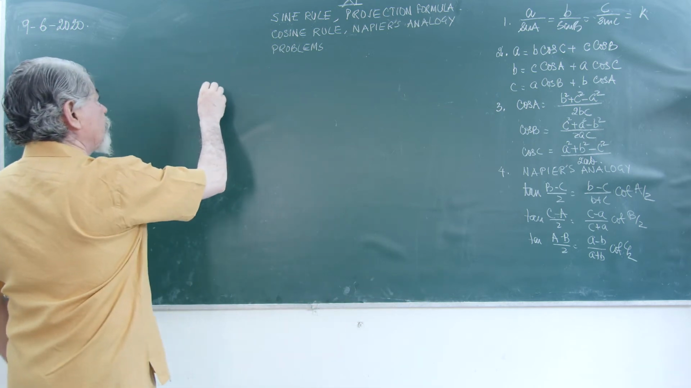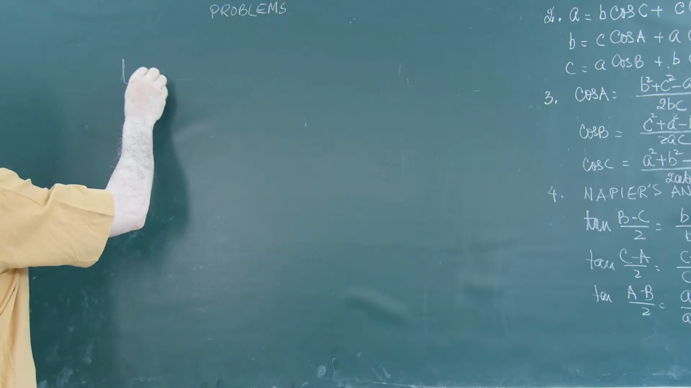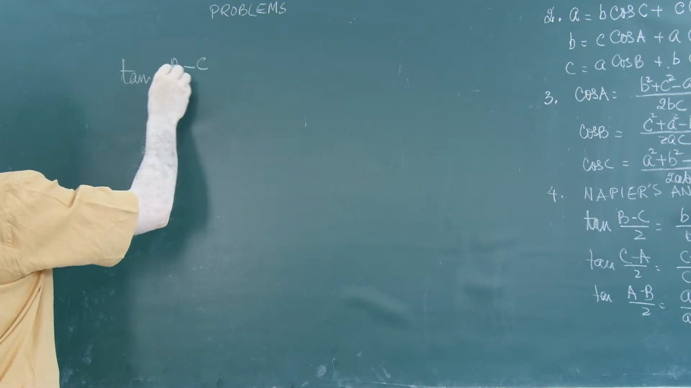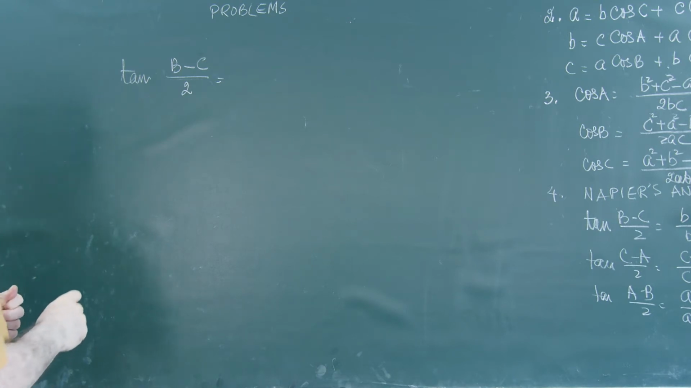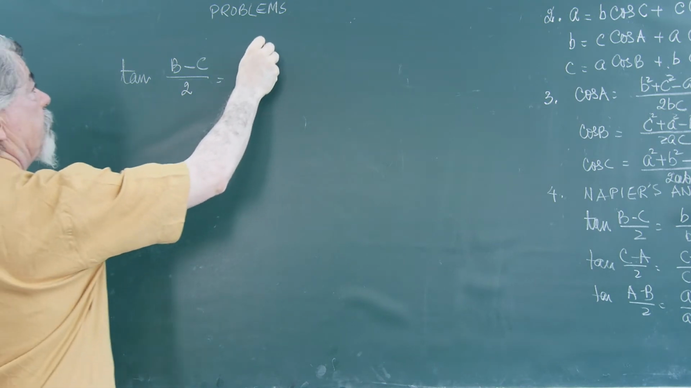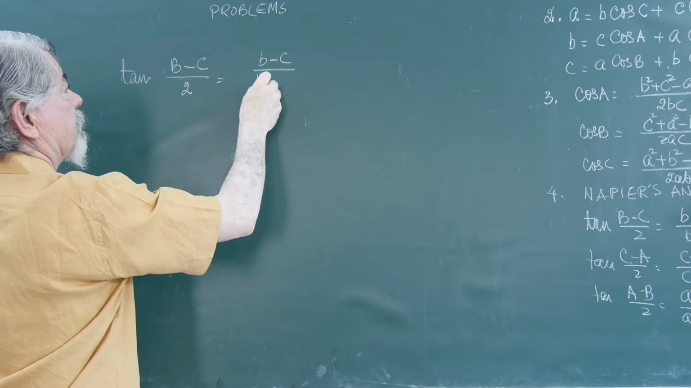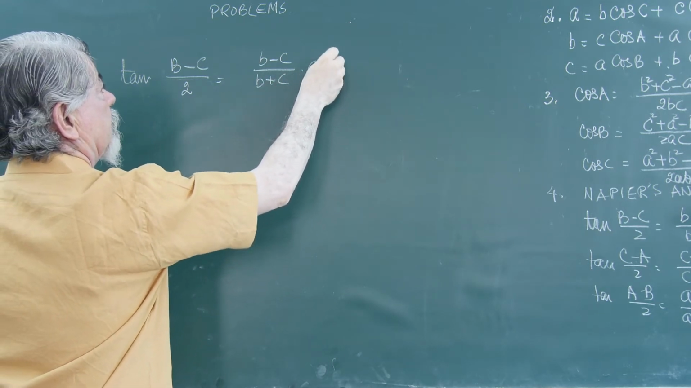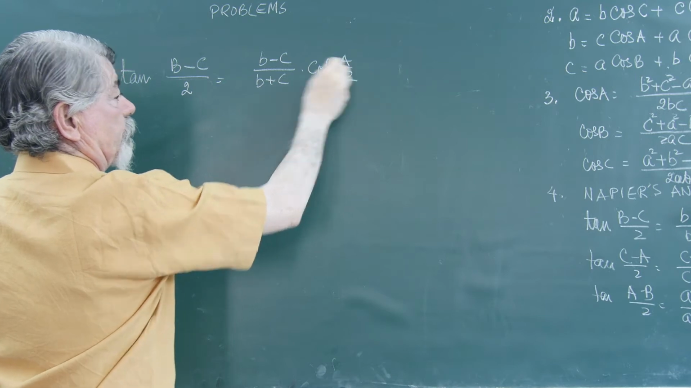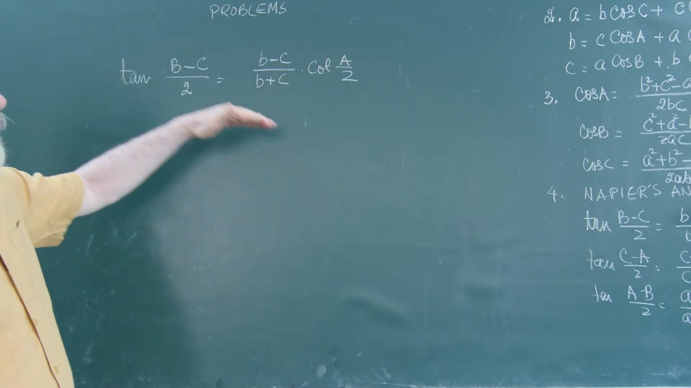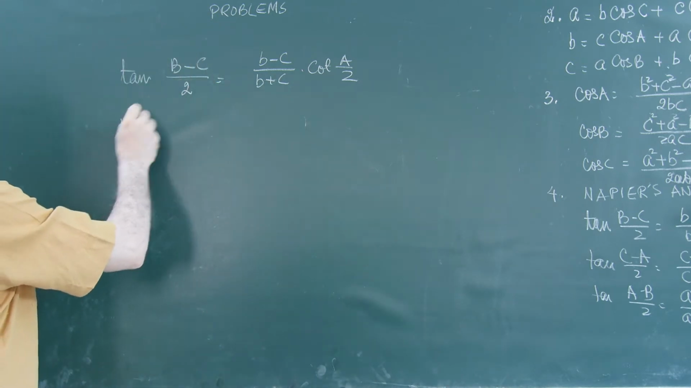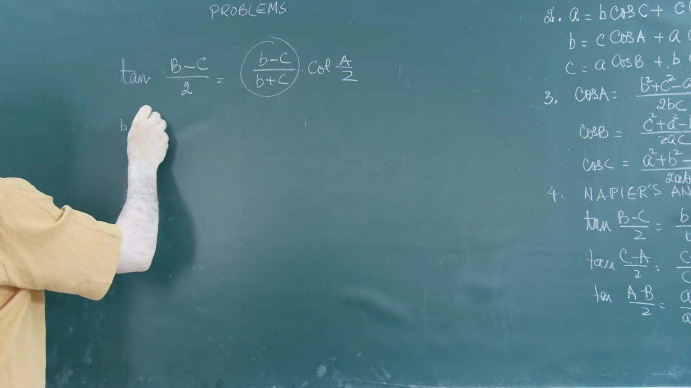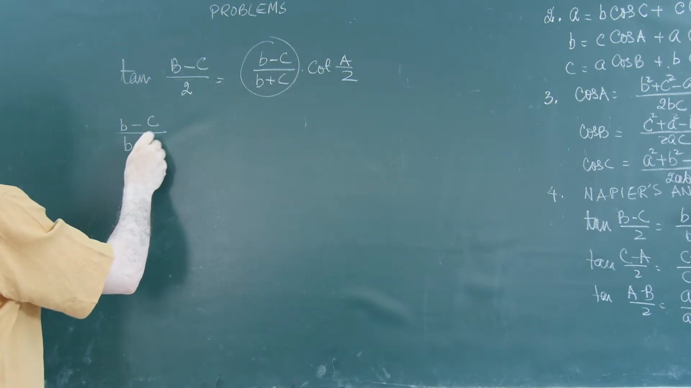Now I have to prove tan((B minus C) upon 2) is equal to (b minus c) upon (b plus c) into cot(A upon 2). It is a law of tangents, or Napier's analogy, whatever you want to pronounce it. That is what I have to prove. I'll prove one, the remaining will follow in the same manner. I'll take this portion, (b minus c) upon (b plus c).